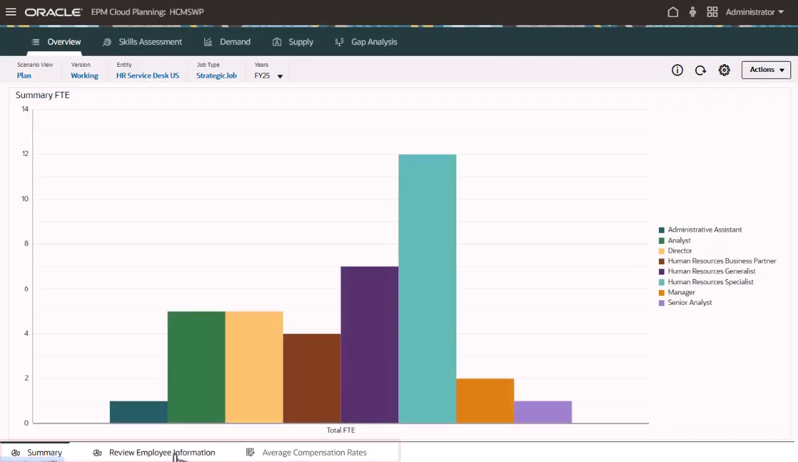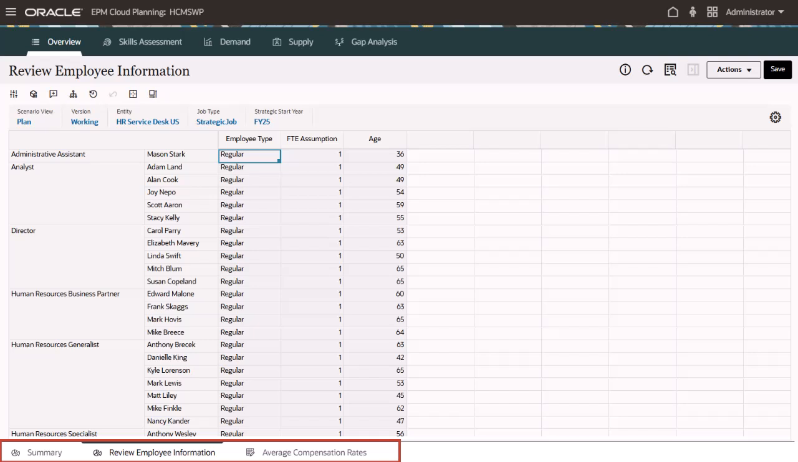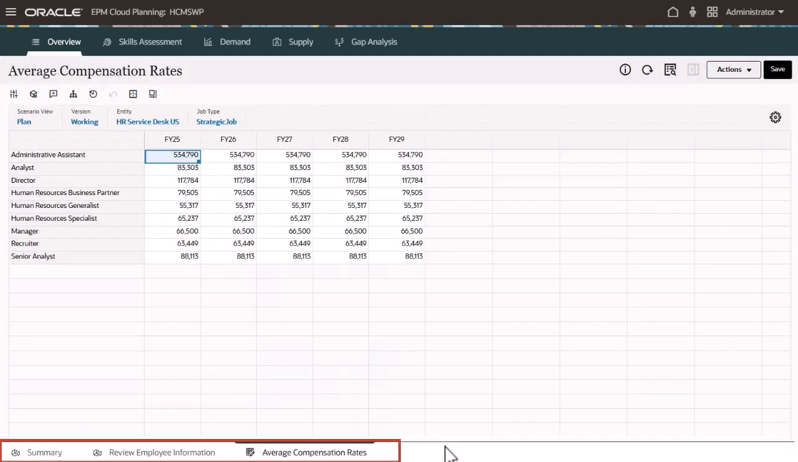On Overview, you can view key information about your employees and jobs, and optionally specify the average compensation if you want to assess the financial impact. By using the job type attribute dimension, you can filter this information to focus specifically on strategic roles.